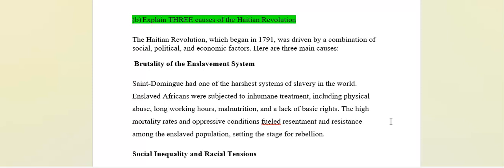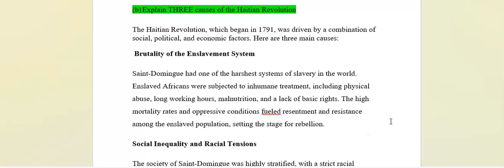So, one of the three causes of the Haitian Revolution was the brutality of the enslavement system. The African slaves were fed up with the inhumane treatment that they were receiving. So that was one of the reasons for the Haitian Revolution.